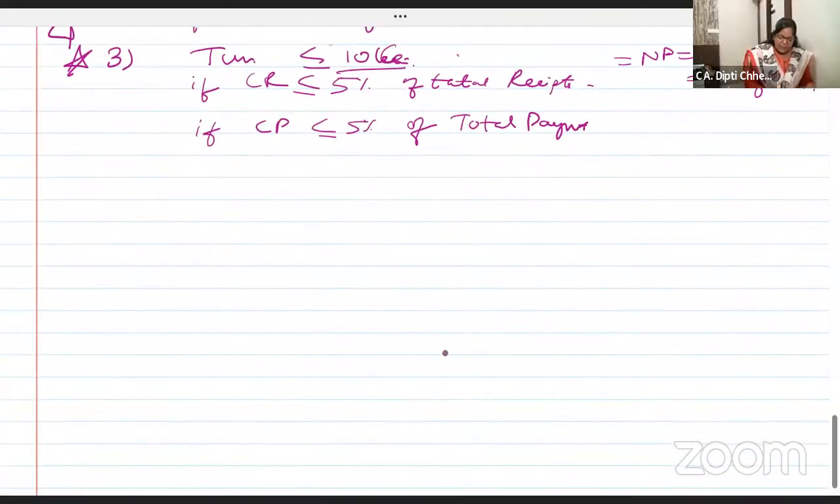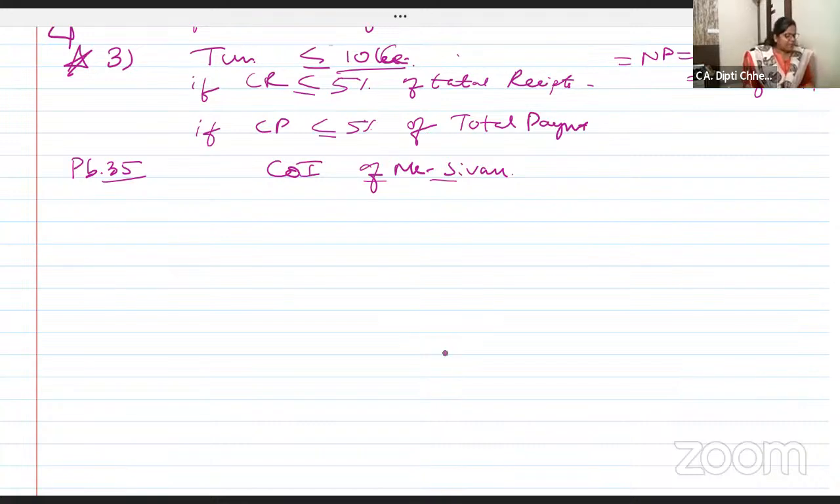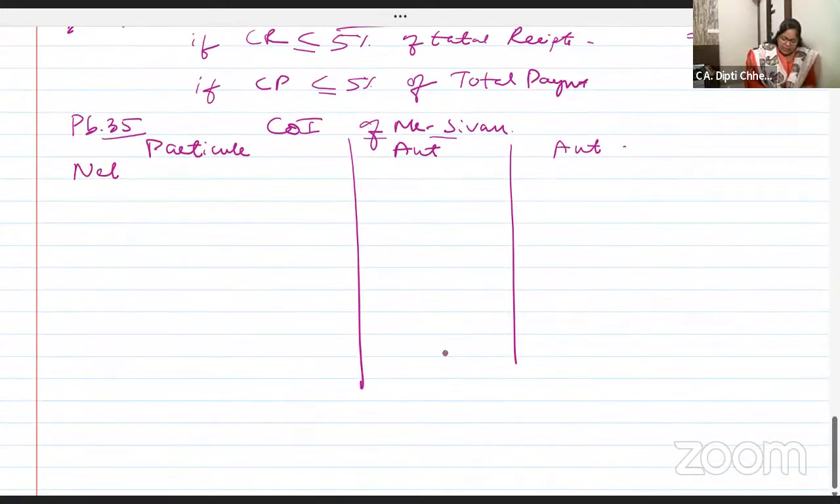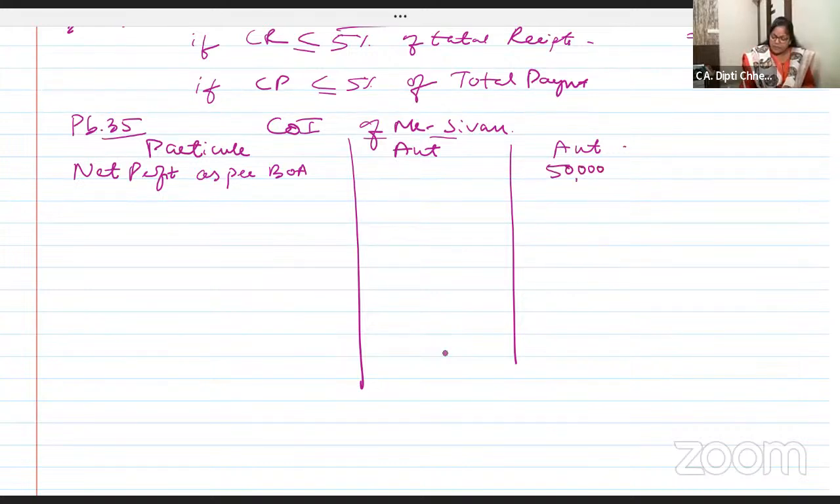We are solving problem number 35 and problem number 34 is homework. Computation of income of Mr. Shivam. First we will take normal, then we'll take presumptive and then we will compare. How do you start? With particulars, amount. Particulars, amount. हो गया? लिखना? All clear? Always start with net profit as per books of accounts. What's the net profit as per books of accounts? 50,000.